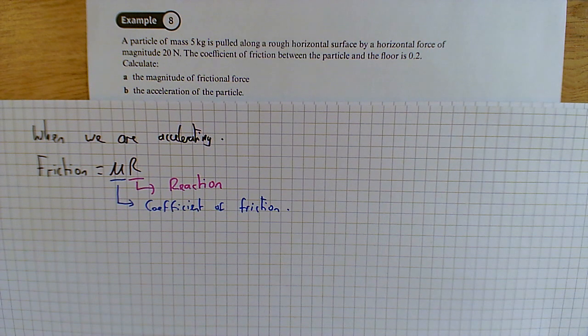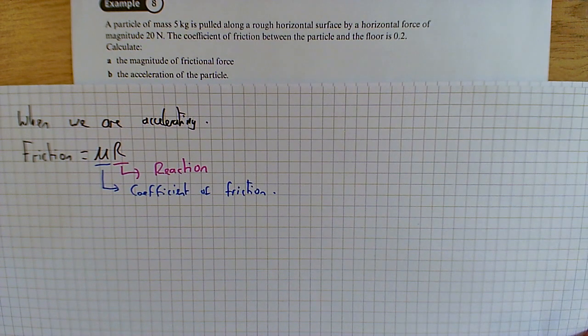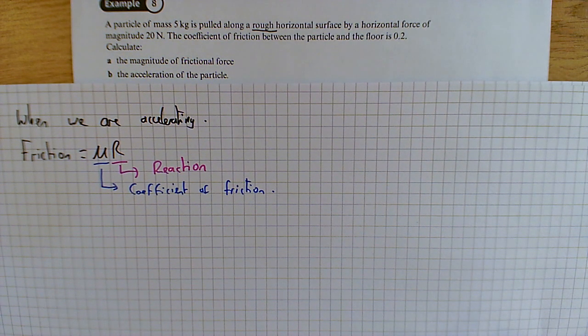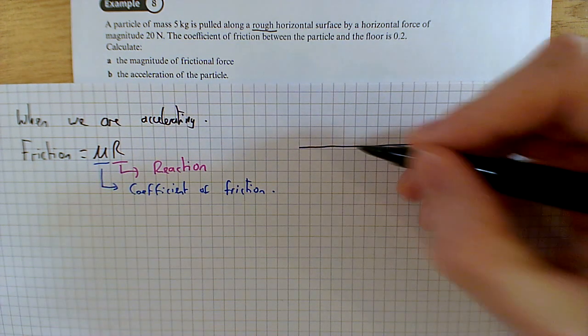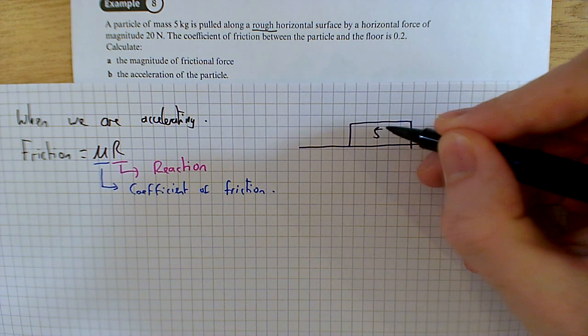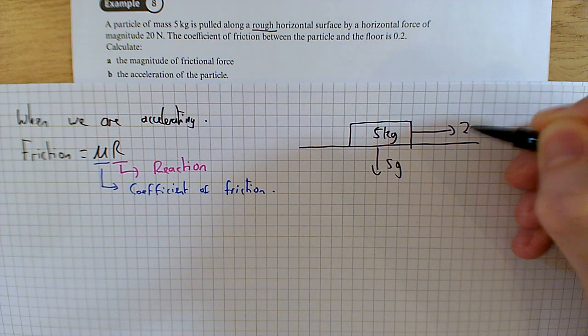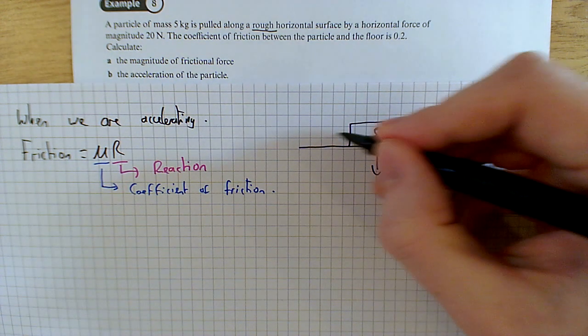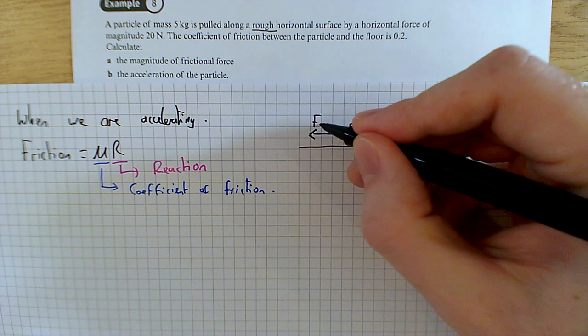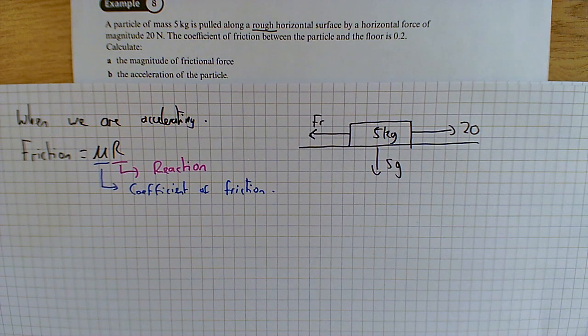So let's have a look at how this works in example 8. Example 8 describes a particle that's of mass 5 kilograms, and it's pulled along a rough horizontal surface. So this word rough tells you that there's friction. By a horizontal force of magnitude 20 newtons. So let's get a diagram going. So 5 kilograms, so 5g downwards. We're then being pulled by 20 newtons, and our friction, right, is resisting against the direction of motion. Obviously, friction is always stopping motion, right? So whichever way we're moving, whichever way we're accelerating, friction will be going in the opposite direction.